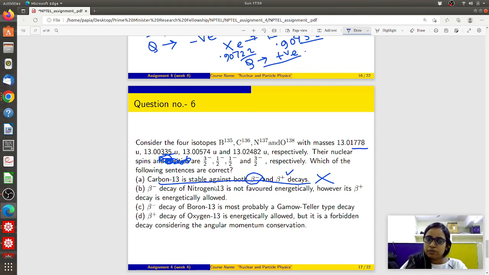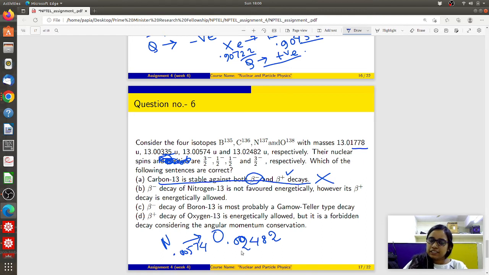Now coming to the second option. Beta minus of nitrogen 13 is not favored energetically. However, its beta plus decay is energetically allowed. So it is saying that beta minus is not favored energetically. Beta minus means nitrogen can go to oxygen in beta minus decay. So for nitrogen, what is there? The mass is 13.00574, and for oxygen it is 13.02482.